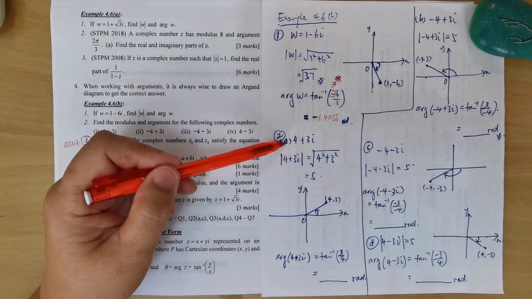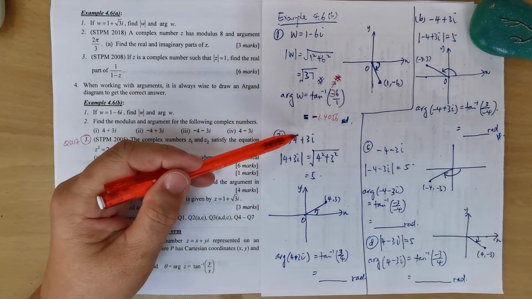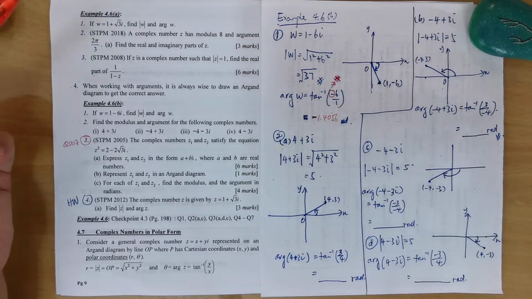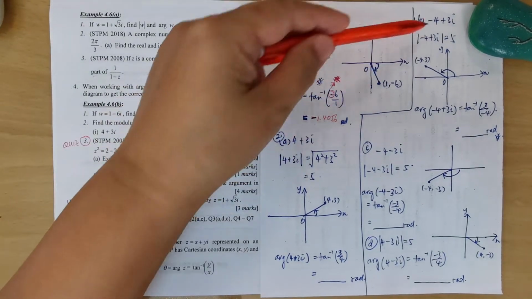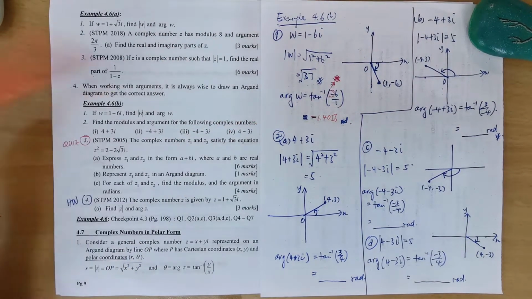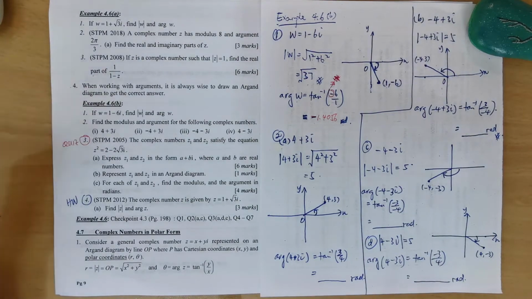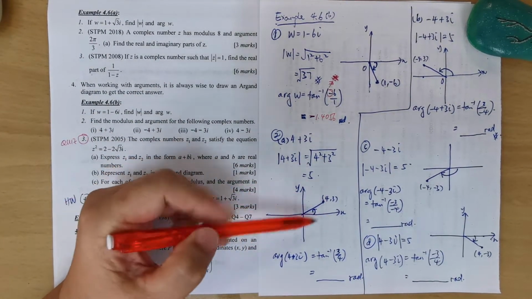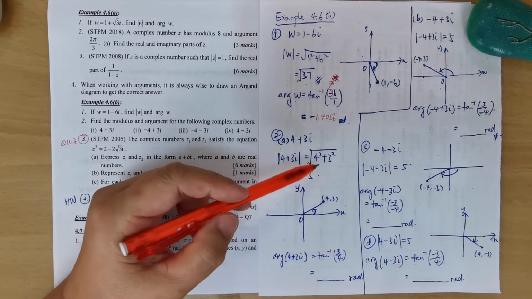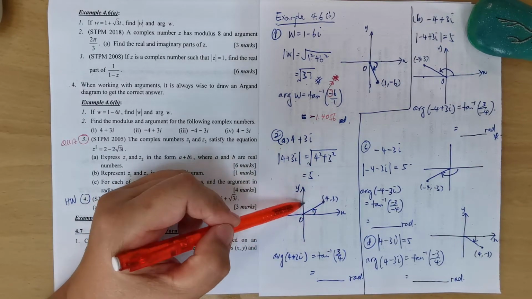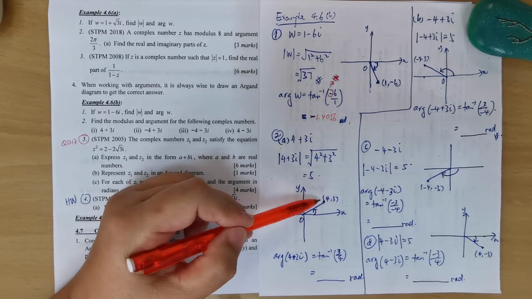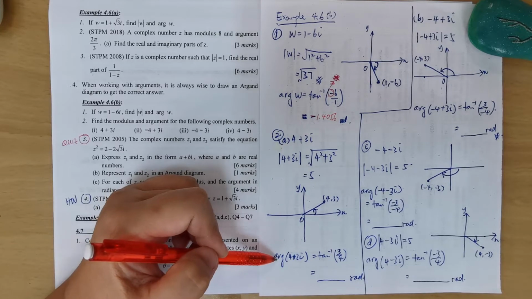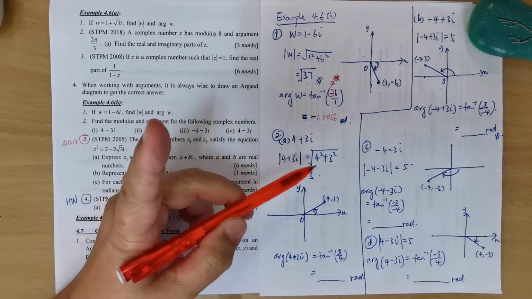So for A, the modulus is no problem: 4 squared plus 3 squared, which is 5. So the modulus for all four complex numbers is the same, 5. When it comes to the argument, I sketch the diagram first. This is 4 and 3, so it's here in the first quadrant. Definitely I know that it is positive. If both X and Y are positive, no problem.